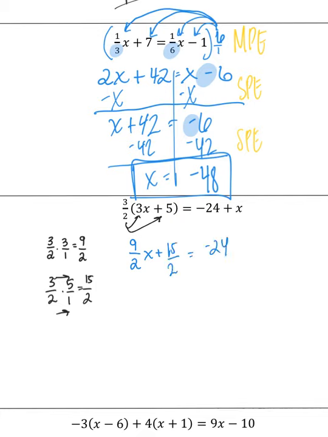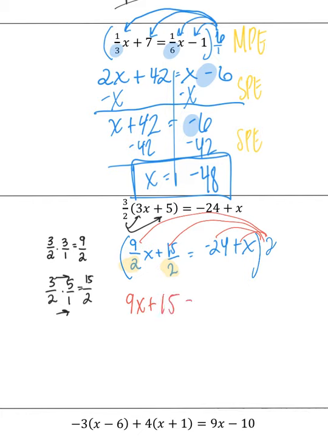Well, what's the smallest number that 2 and 2 both fit into? Hopefully you're thinking, well, it's 2, of course. Yep, you're right. We're going to multiply the whole equation by 2. When I say whole equation, I mean that 2 goes to everything. It goes to every number inside. 9/2 times 2, you should get 9x, plus 15/2 times 2, you get 15, equals negative 24 times 2, negative 48, plus 2x. When you finish that up, for the sake of time, you should get x equals negative 9.